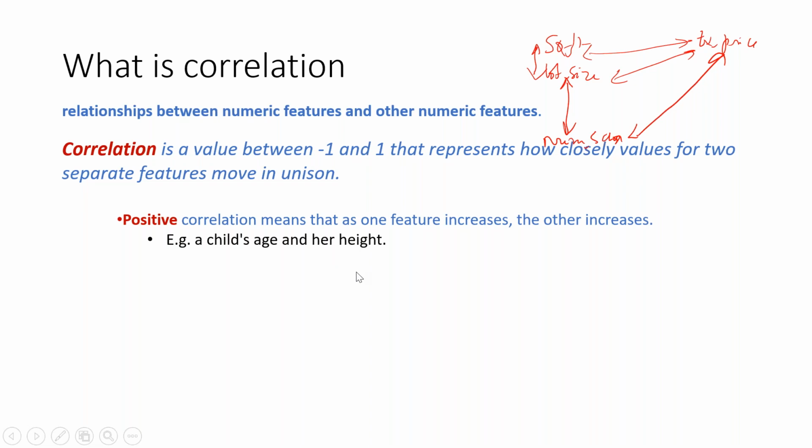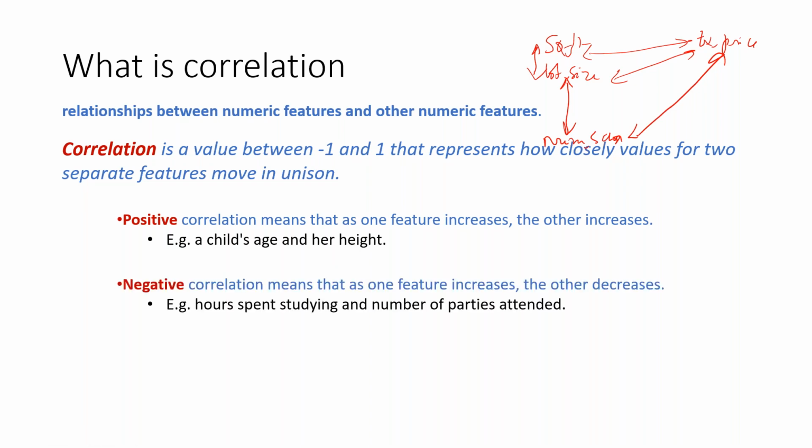Then let's take an example of negative correlation. Negative correlation means that as one feature increases, the other decreases. I've taken a simple example: hours spent studying and the number of parties attended. If you attend more parties, the time spent on parties means your time spent studying will reduce. That is a typical negative correlation between these two variables: number of parties attended versus hours spent studying.